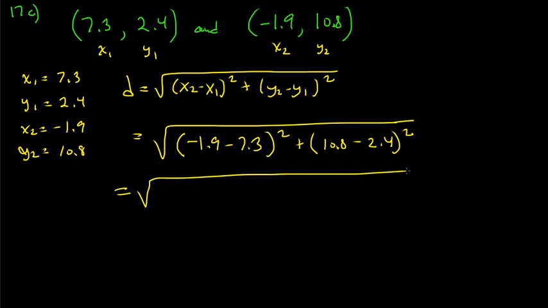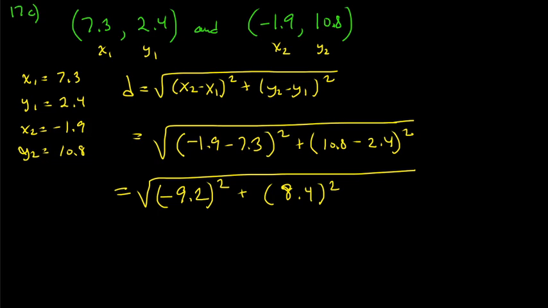So what are we taking the square root of? Well, what are we squaring here? Negative 1.9 minus 7.3. I want to say negative 9.2 squared. And then 10.8 minus 2.4 is, I believe, 8.4. Don't forget to square that.